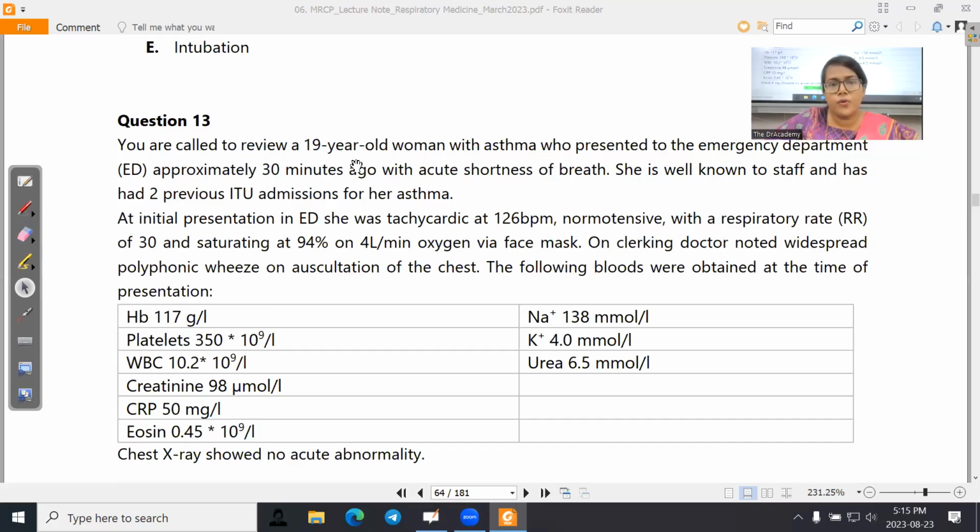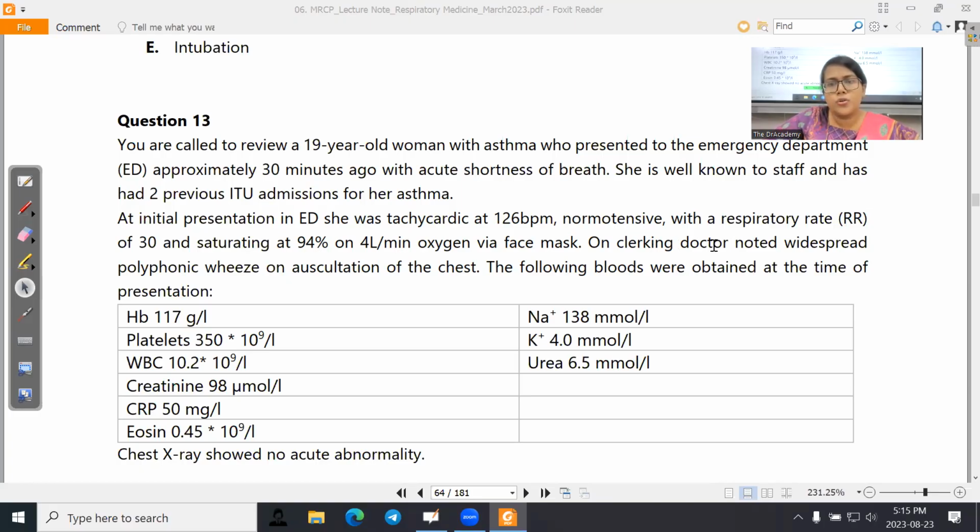So you're called to review a 19-year-old woman with asthma who presented to the emergency department approximately 30 minutes ago with acute shortness of breath. She is well known to staff and has 2 previous episodes of ITU admission for her asthma. At initial presentation in the ED, she was tachycardic at 126 beats per minute, normotensive with a respiratory rate of 30. Saturation is 94% on 4 liter per minute oxygen via face mask. So that is indicative of a severe asthma, okay, not a life-threatening asthma yet.